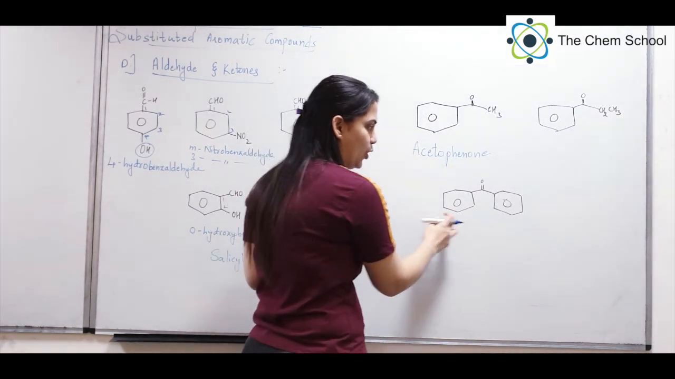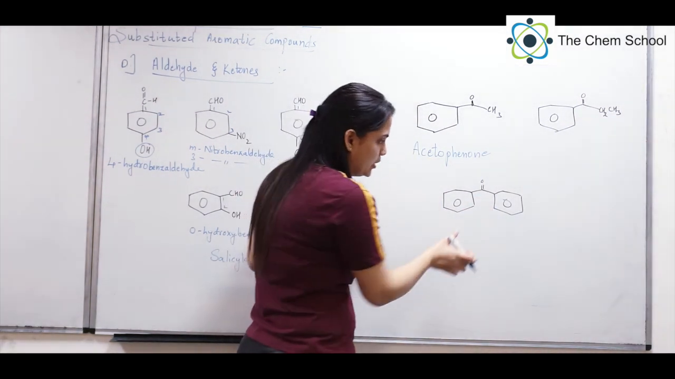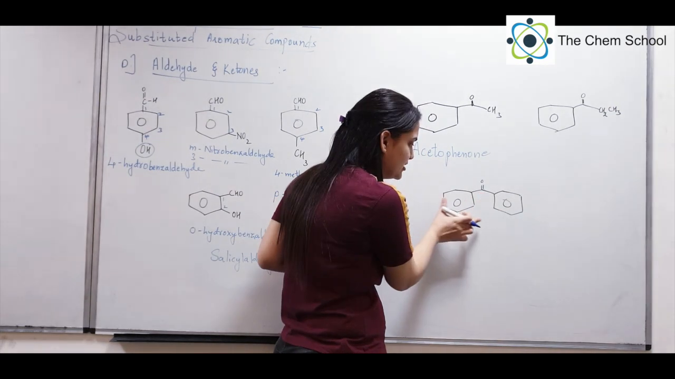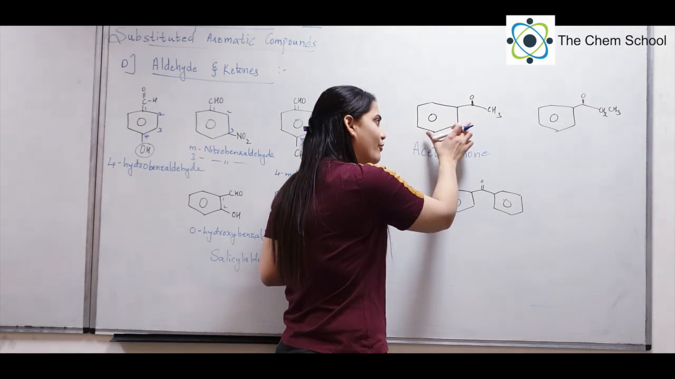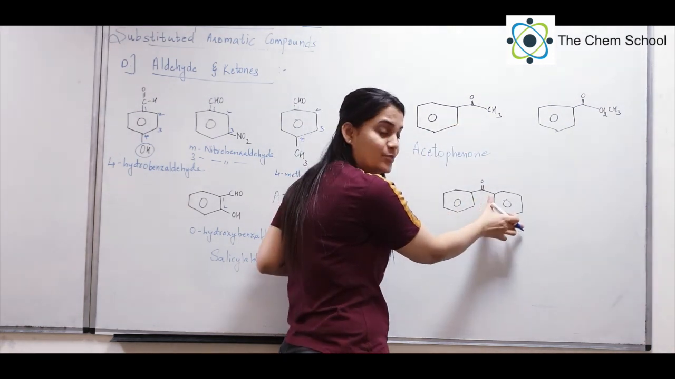right? Here you have 2 benzene attached to C double bond O. So this is your benzo and this is your phenyl. So benzophenone. Like here we said acetophenone, similarly here you will say it is benzophenone.